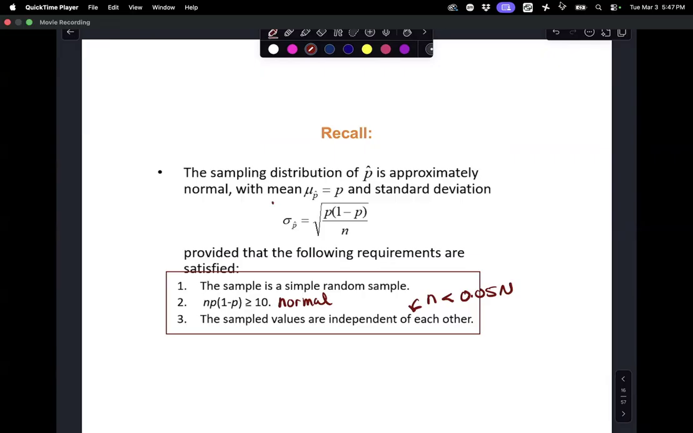This right here is our new standard deviation. We've been using it for a couple of chapters. And our mean is whatever proportion we're using for our null hypothesis. All right, so these are our necessaries.